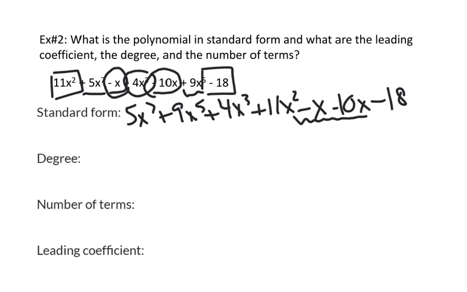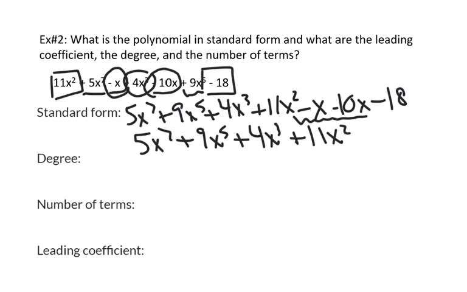So our standard form is actually going to be 5x to the 7th plus 9x to the 5th plus 4x cubed plus 11x squared. This negative 1 minus 10 here becomes negative 11x, and then we'll bring down that minus 18.